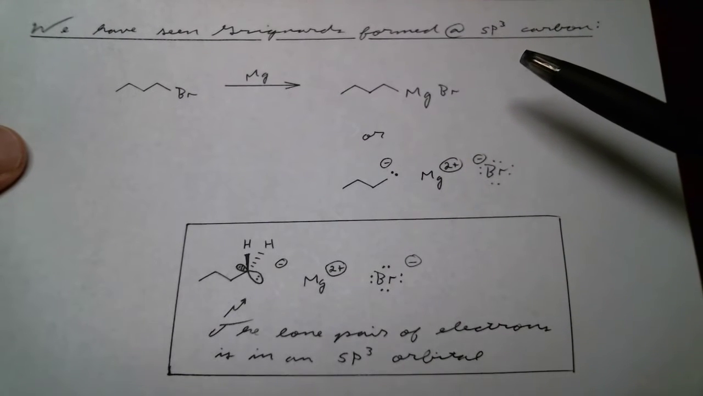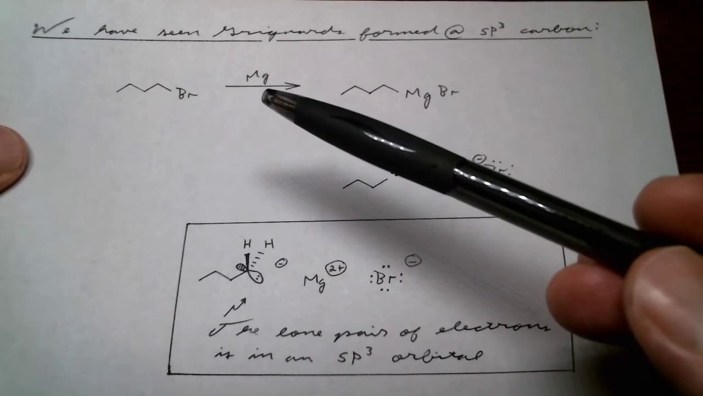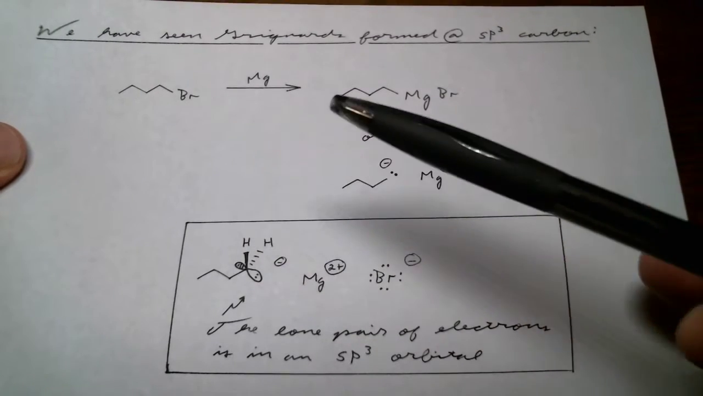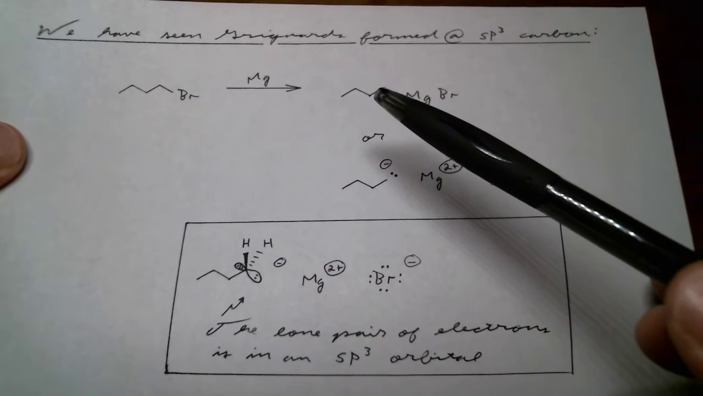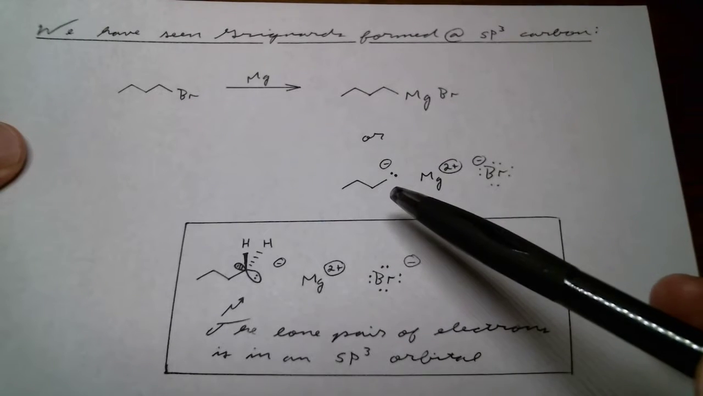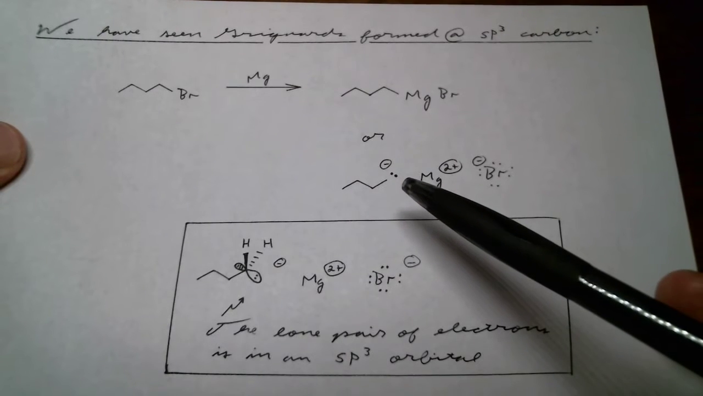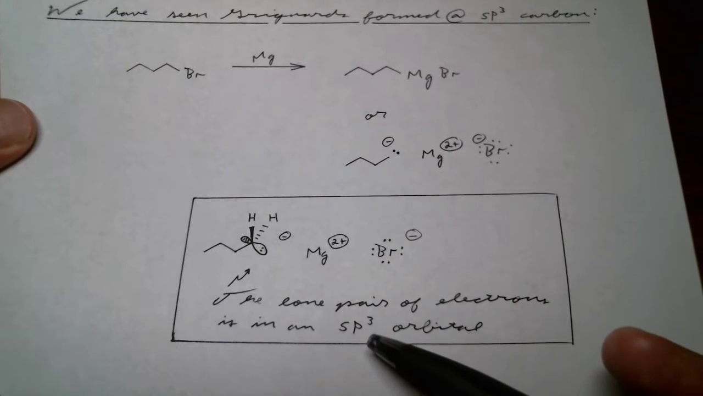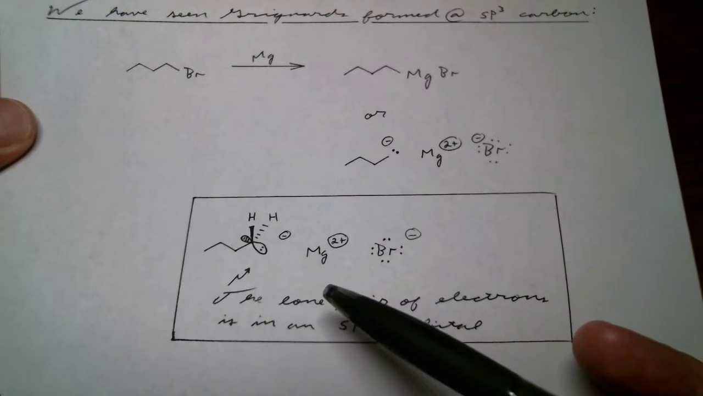We have seen Grignards formed at sp3 hybridized carbons. For example, if we took 1-bromobutane, we threw in magnesium, it would insert between carbon 1 and the bromine of our 1-bromobutane to give us butyl magnesium bromide. You could draw it with a polar covalent bond between the carbon and the magnesium, or you could represent it in the ionic form where we have the butyl anion with magnesium 2 plus and a bromide anion. Where does this lone pair of electrons on the butyl anion reside? Well, it's really in an sp3 hybrid-like orbital on our carbon.